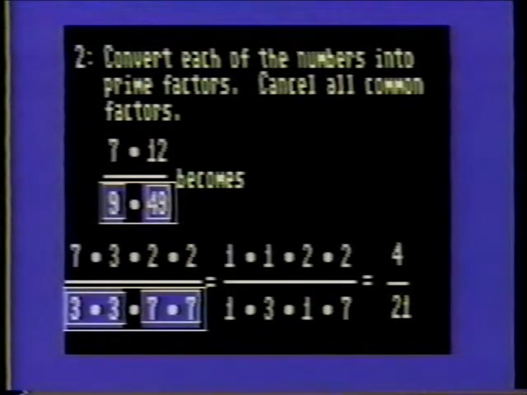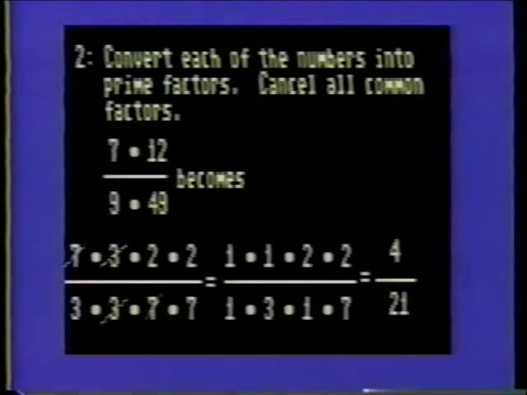In the denominator, both 9 and 49 have to be converted into prime factors. 3 times 3 is 9, and 7 times 7 is 49. There are 2 sets of common factors in this equation, 7 and 3. 7 divided by 7 becomes 1, and 3 divided by 3 becomes 1. The equation now reads 1 times 1 times 2 times 2 divided by 1 times 3 times 1 times 7.